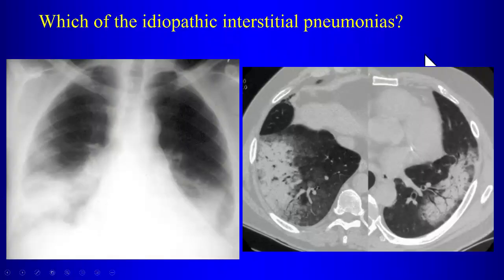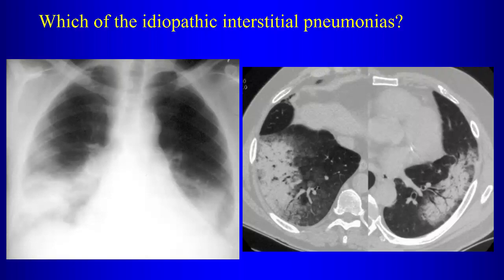So continuing with the idiopathic interstitial pneumonias. If we look at this chest radiograph and this CT, the question is which of the idiopathic interstitial pneumonias is represented here? So first, what's the finding? How would we describe the abnormality? Bibasilar consolidations. So you have consolidation. So you have airspace disease, and that's the first thing, as opposed to prior types where we saw mostly interstitial abnormalities.